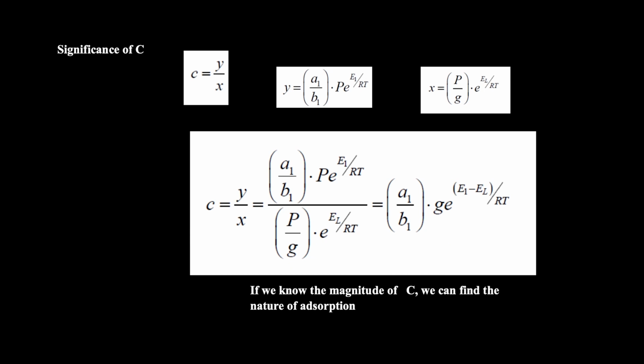Substituting this X and Y in the equation of C, we get C is equal to A1 by B1 into P into e to the power E1 by RT divided by P by G into e to the power EL by RT. By rearranging, we get A1 by B1 into G into e to the power E1 minus EL by RT. Then, if we know the magnitude of C, we can find the nature of adsorption.